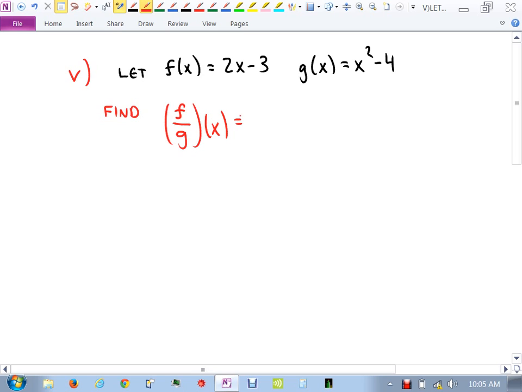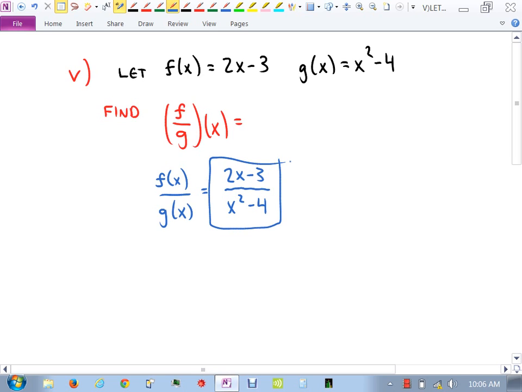This one for us is going to be the easiest one, because all you have to do is say, well, that's f of x divided by g of x, which means you take the f, you put it on top, you take the g, you put it on the bottom, and you box it. Okay? That's it. There's nothing else we are going to do with that.